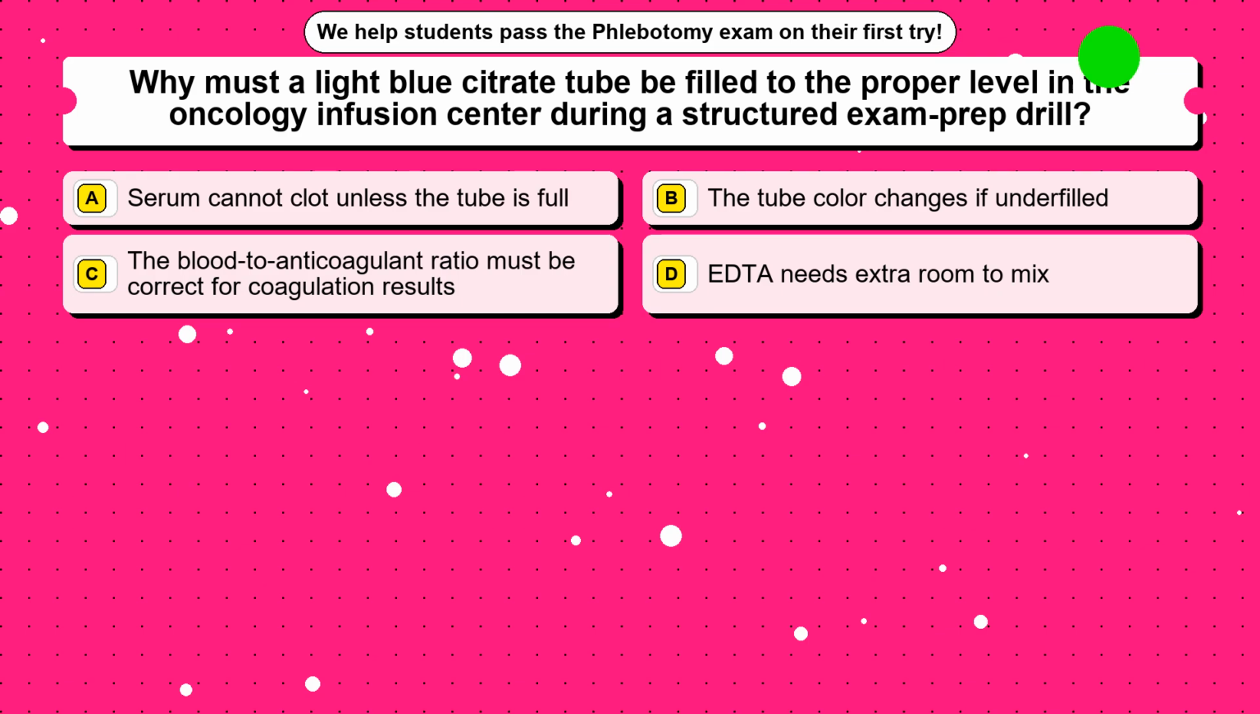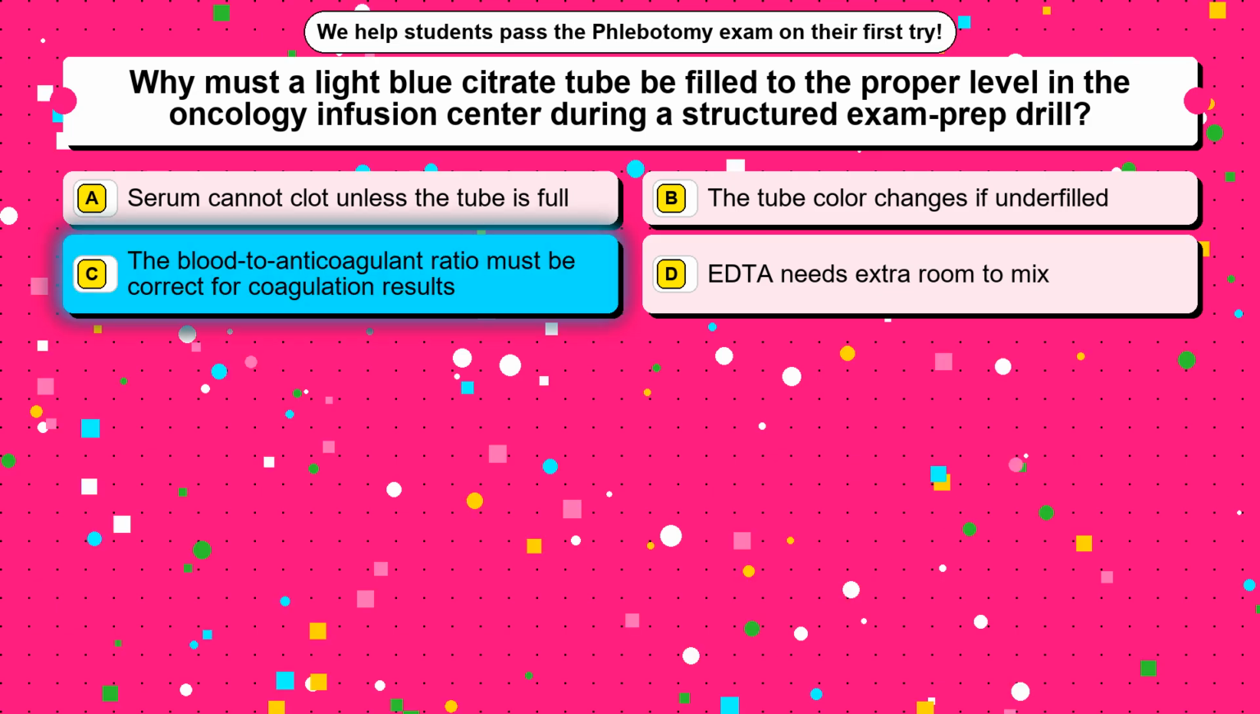Question 8. Why must a light blue citrate tube be filled to the proper level in the Oncology Infusion Center during a structured exam prep drill? Option A, serum cannot clot unless the tube is full. Option B, the tube color changes if underfilled. Option C, the blood to anticoagulant ratio must be correct for coagulation results. Option D, EDTA needs extra room to mix.